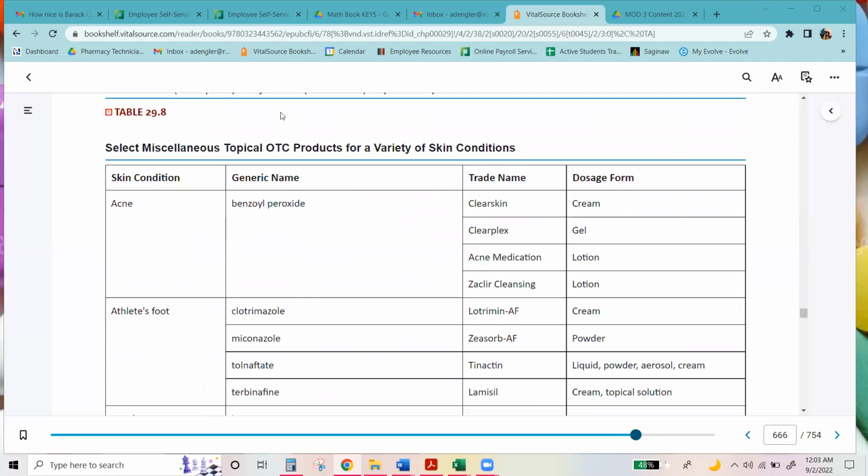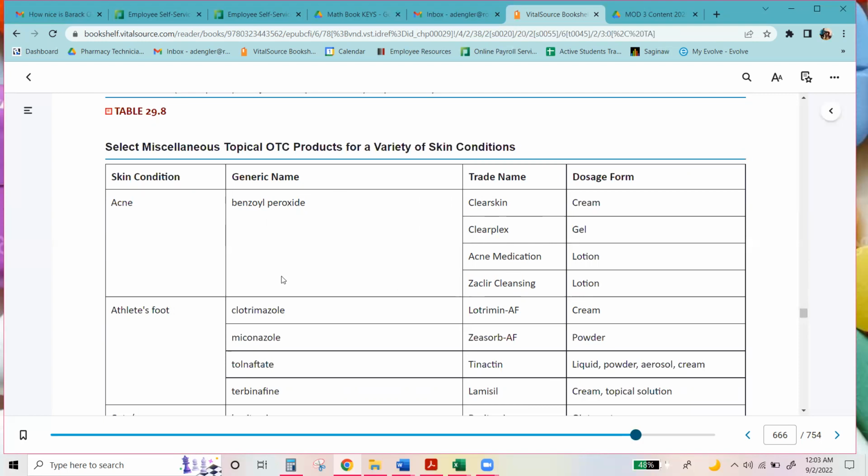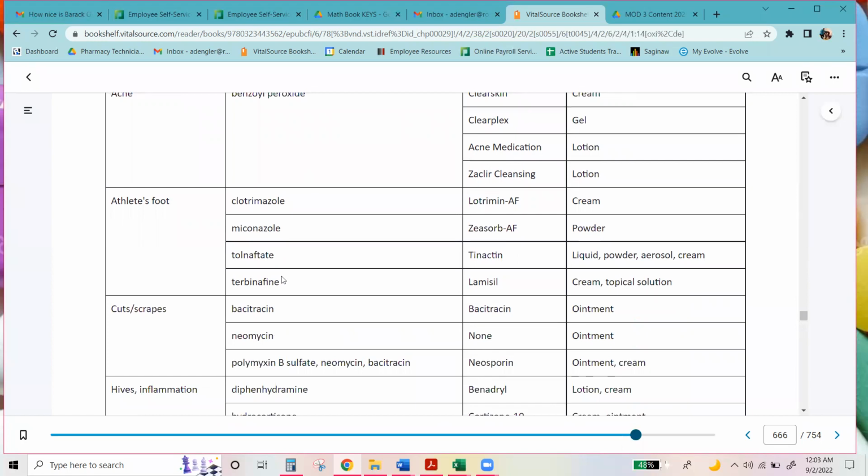Then we have select OTC products for a variety of skin conditions. For acne, benzoyl peroxide is going to be the number one thing recommended over the counter, even by your doctor. It comes in a bunch of different trade names. I don't know if all of these still are around, but there's Panoxyl. There are a few different ones that you would find in the moisturizing face section.